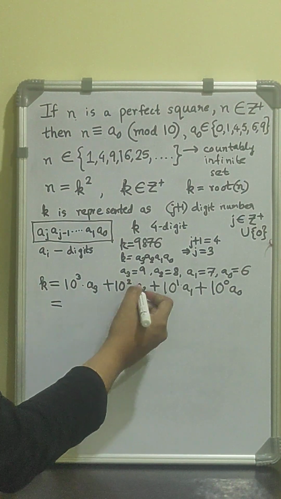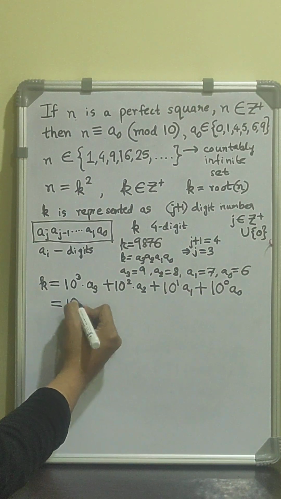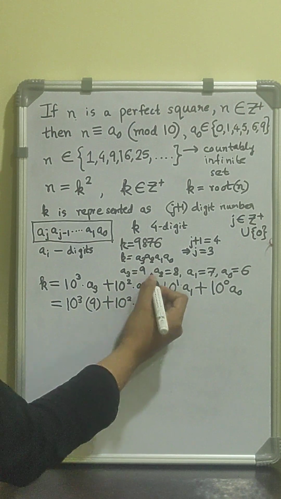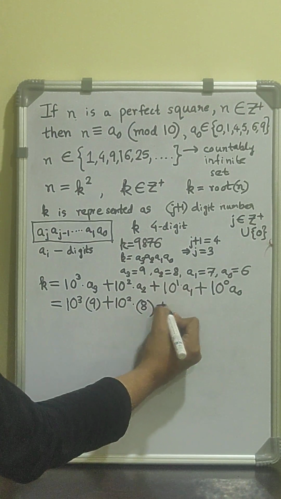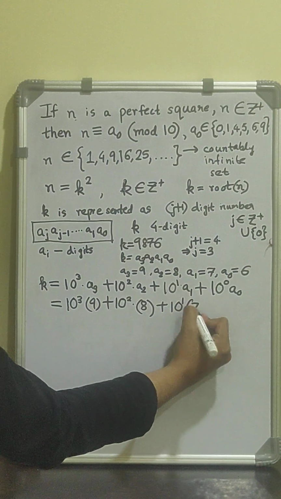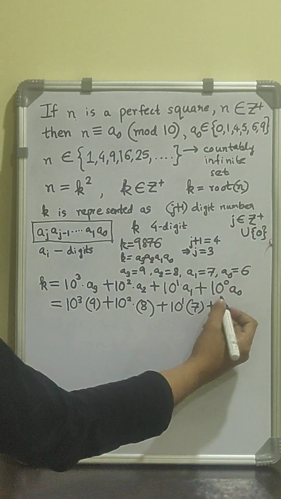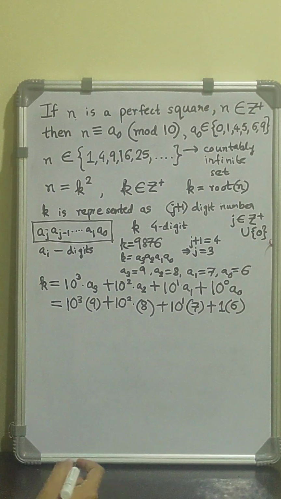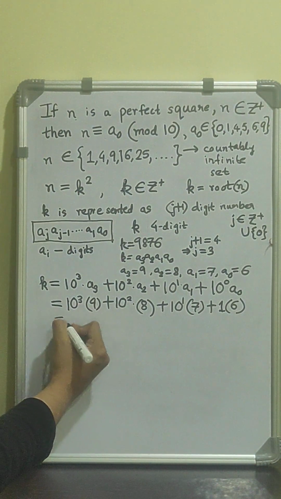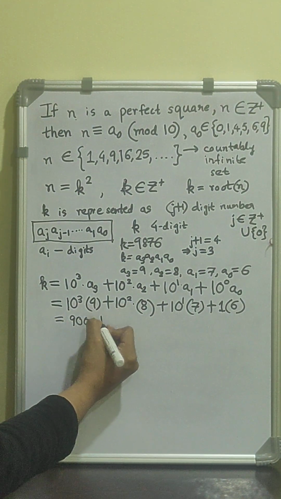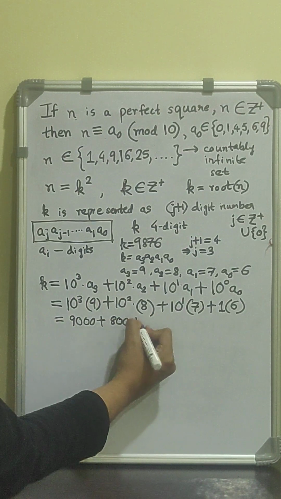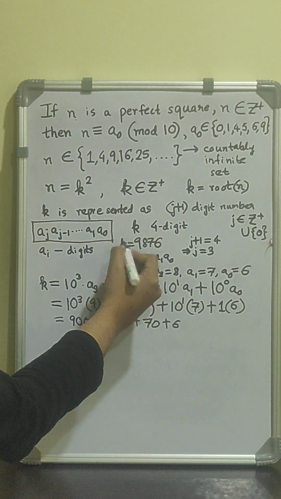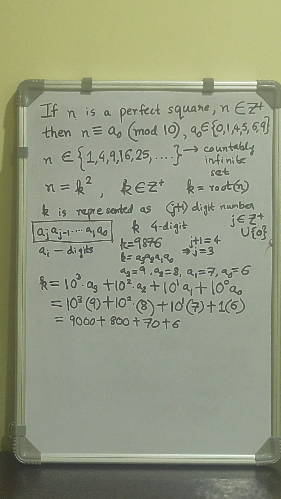So plugging in the values of ai's, the digits of k: a3 was 9, a2 was 8, a1 was 7, and 10 raised to power 0 is 1, so a0 was 6. So as we can see, this is 9000 plus 800 plus 70 plus 6. This will give us back the number k, 9876.